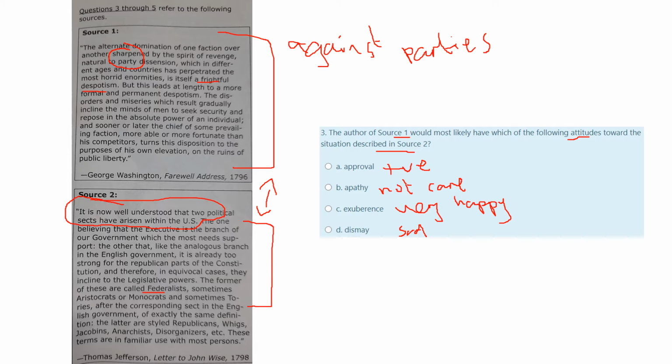So the former of these is called the Federalists. Sometimes the aristocrats or the monocrats, and sometimes the Tories, which is the same as the English one. The latter are called the Republicans, Whigs, Jacobins, anarchists, disorganizers. So now there are two parties. George Washington was against political parties. Jefferson says there are now two parties in America. So if Washington is against parties and there are now two parties in America, he is going to be sad. He's going to be negative about this idea. So the correct answer is dismay.